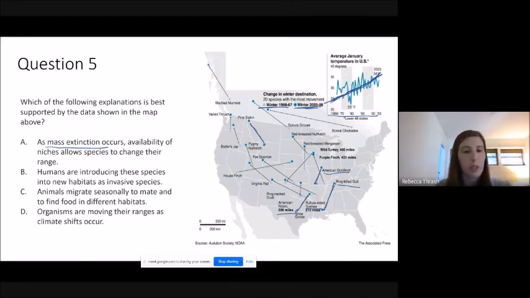Humans are introducing these species into new habitats as invasive species. Well, they are moving, but they are endemic to the area, so they wouldn't be considered invasive. Animals migrate seasonally to mate and to find food in different habitats. That's also something that birds do, but we can see we're talking about the same time period in their yearly cycle. So it would be different if they were showing us different time periods of the year. Organisms are moving their ranges as climate shifts occur. That sounds more like what's going on in this map.